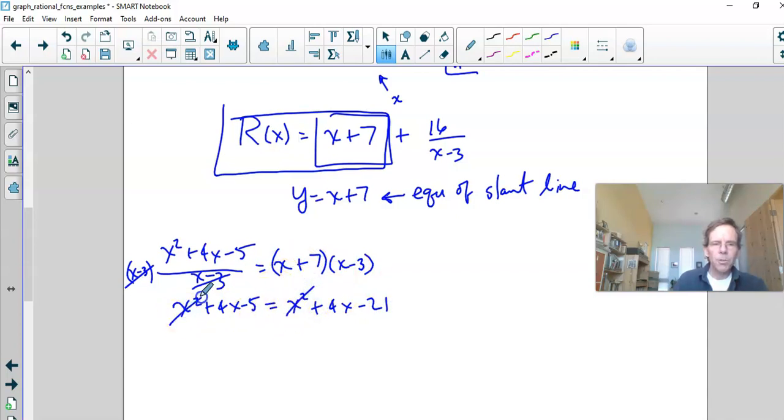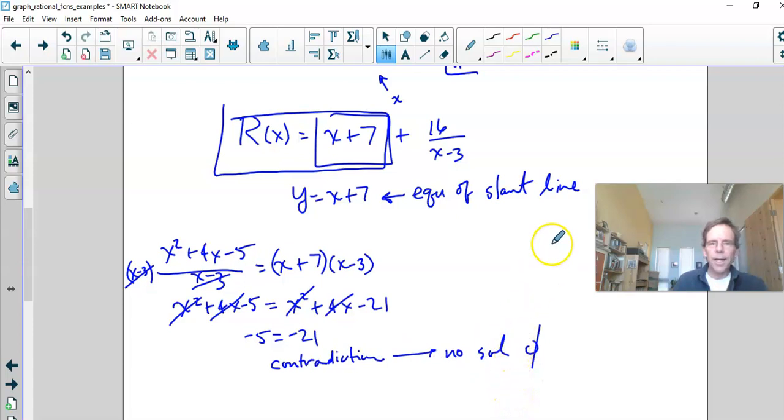I see that if I subtract x squared from both sides, that goes away. And in fact, if we subtract 4x from both sides, the 4x goes away. There's no more x. And we're ending up with negative 5 equals negative 21. That's a contradiction. Contradiction meaning there's no solution.